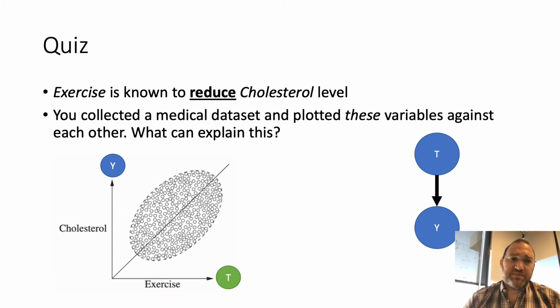So now a quiz. Let's assume that we know that exercising more increases cholesterol, and we show in a scatter plot that actually when the exercise is higher, the cholesterol level is higher. What could explain this? What's wrong in this DAG where the treatment, exercise, influences the outcome, cholesterol?